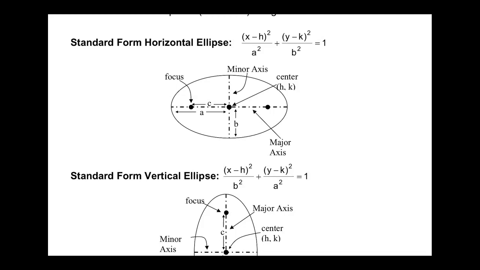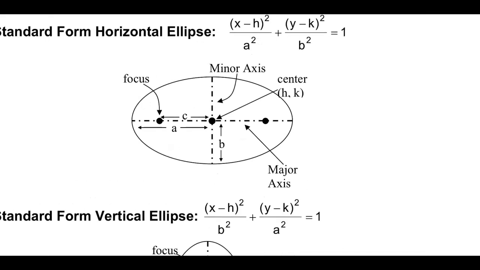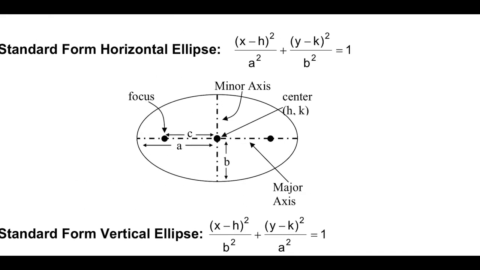What are the differences between these two? Notice that the a squared was first in the first equation, and the b squared was second in the first equation. That's different when you look at the second one. Well, that actually is going to help me with identifying which of these graphs should be horizontal and which of these should be vertical. So I'm going to focus my attention right now on the first graph, which is the standard form horizontal ellipse.